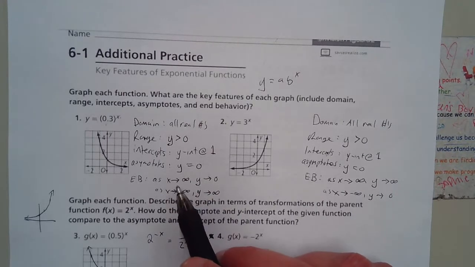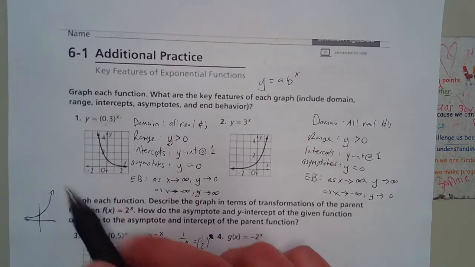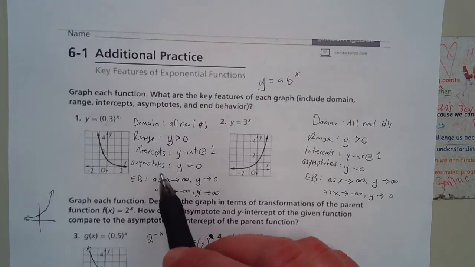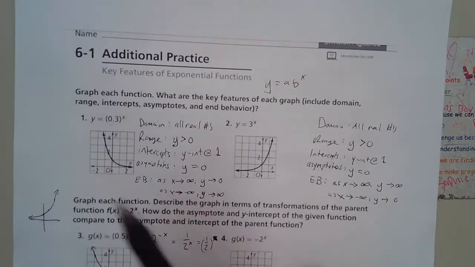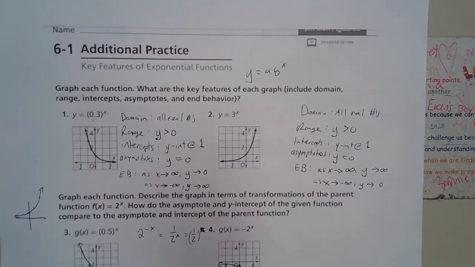And then end behavior, just look at what happens as x goes to infinity and as it goes to negative infinity. So as x goes to infinity, what does y do? It gets close to 0. And as x goes to negative infinity, what does y do? It goes up to infinity. And so that's all we're talking about for end behavior.